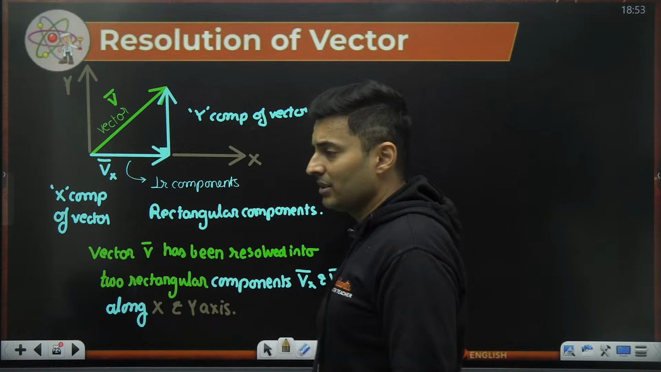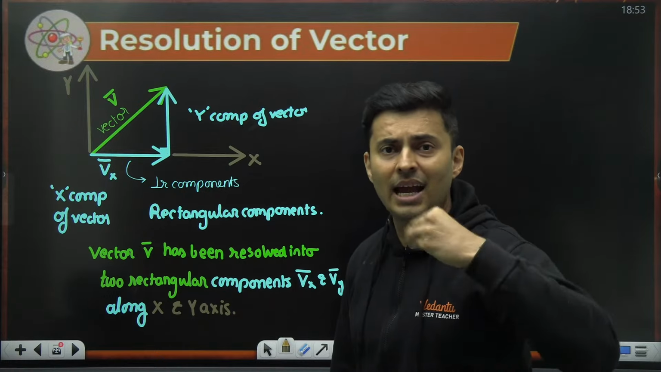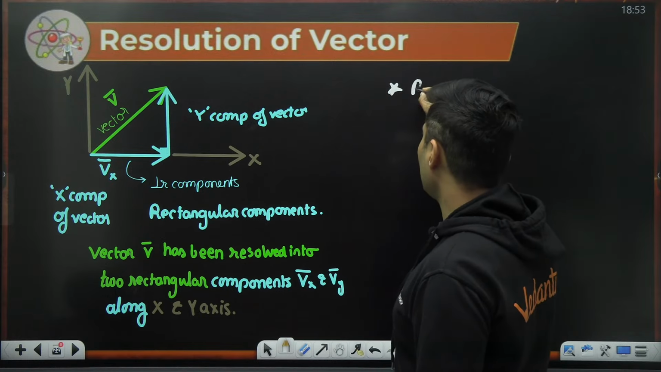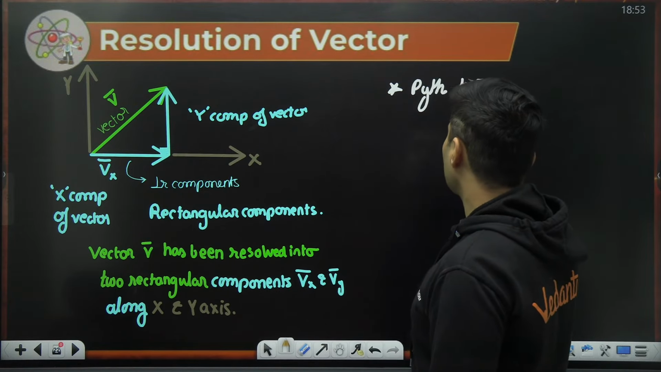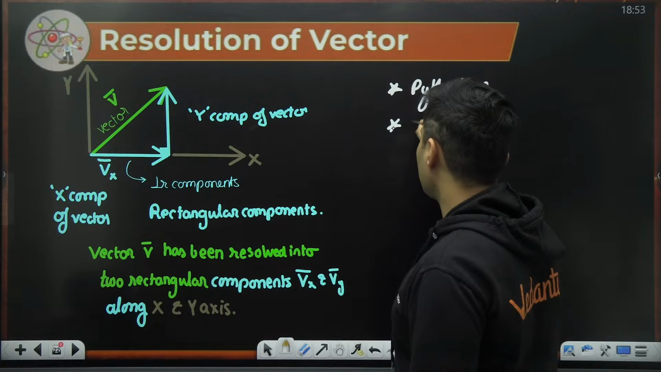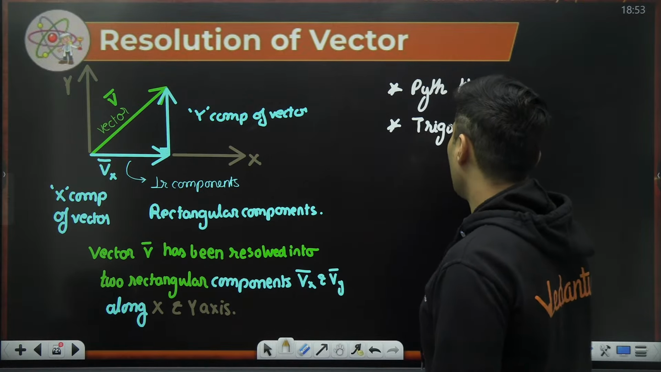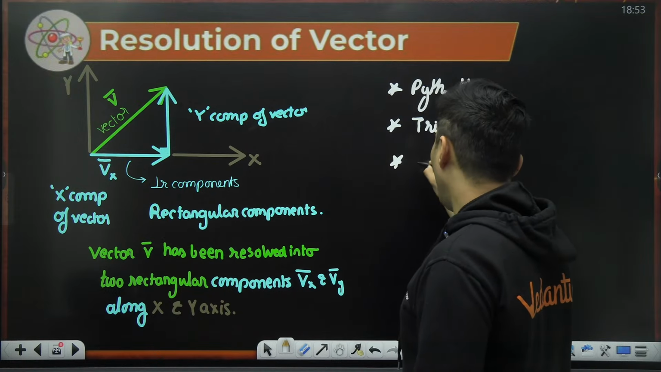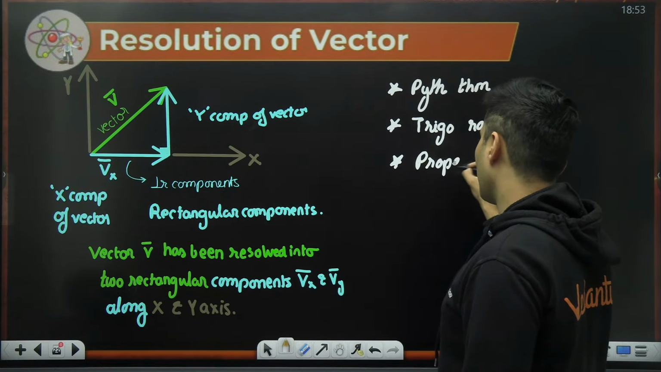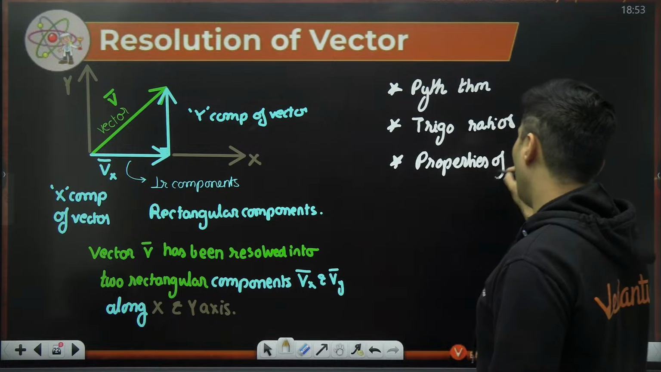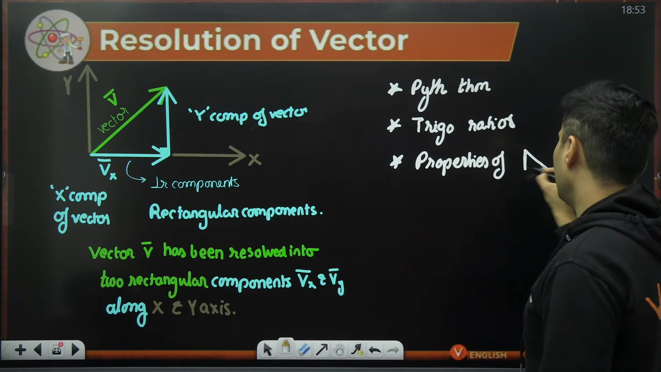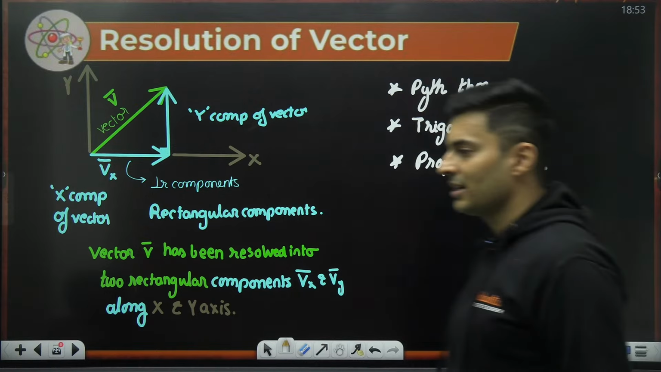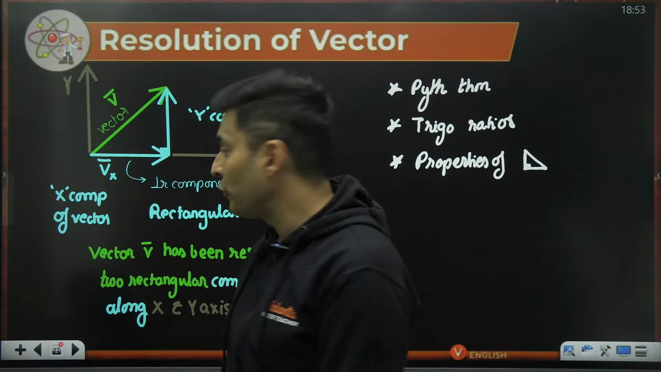What is the advantage of this? I can use Pythagoras and trigonometric ratios. So the best use of this is I can use the Pythagoras theorem. I can also use trigonometric ratios. I can also use all the properties, if needed, of right angled triangles. So it becomes very useful then.